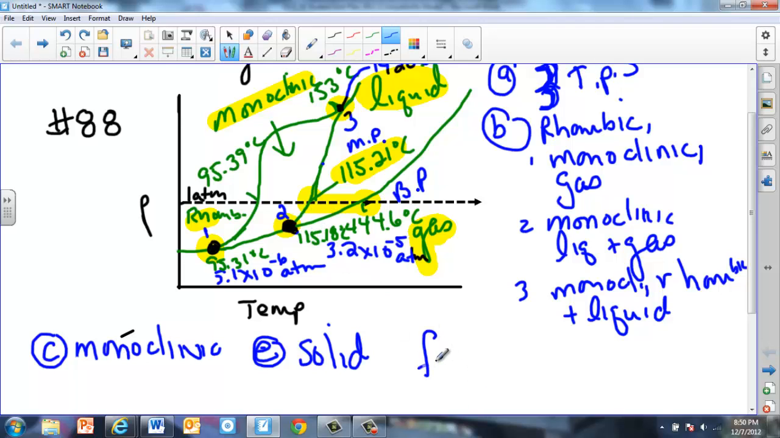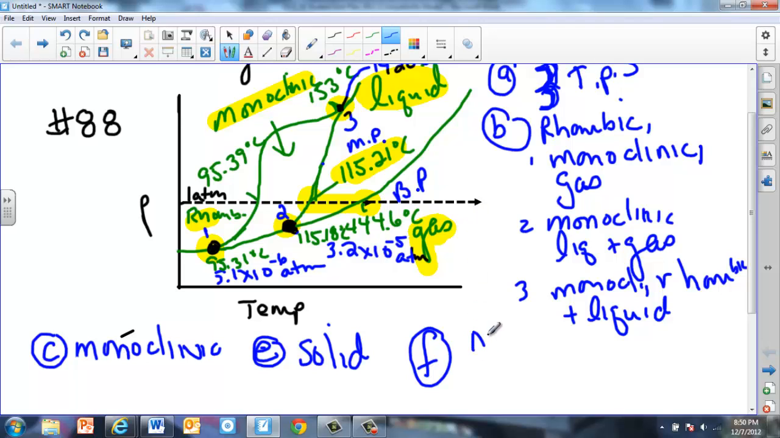And then for letter F, it wants to know, is it possible for the rhombic sulfur to sublime, which means we're going to go directly from a solid to a gas at a pressure of 1.0 times 10 to the negative fifth atm. Can it completely sublime? Okay, now if we look at where that pressure is, it's got to be somewhere in the middle here. So it doesn't necessarily matter where it is, but since it's somewhere in the middle here, and that's the border for monoclinic right to gas, the answer is going to be no.